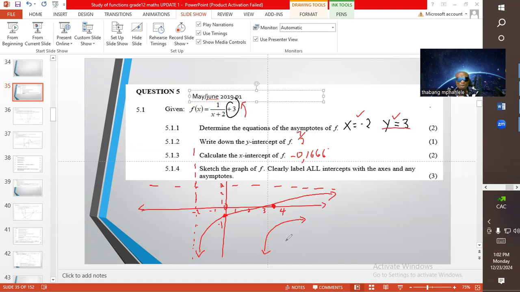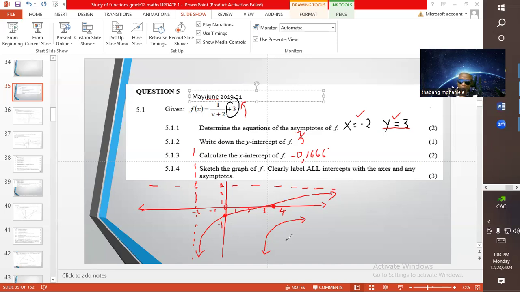So hopefully you found this topic of sketching the hyperbola graph to be simple, where you find the asymptote, the y-intercept, the x-intercept, and you sketch the graph. I'm hoping I'm very helpful to you.